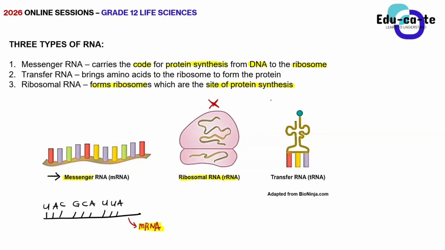And then we have this last RNA, which is known as transfer RNA. So transfer RNA or tRNA, it does what? It brings amino acids. It carries amino acids to the ribosome to form a protein. So transfer RNA carries amino acids towards the ribosome so that it can form some proteins.